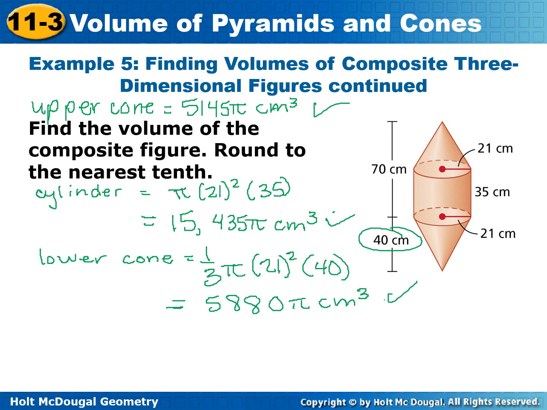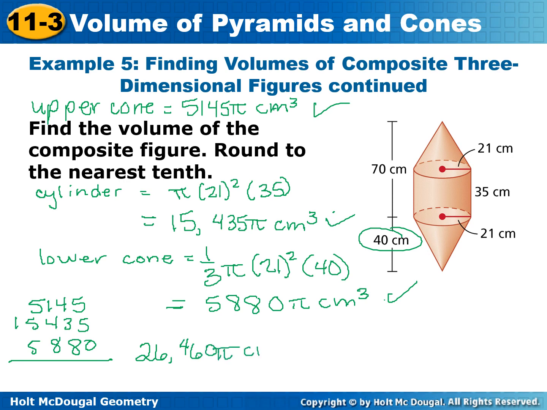So we're going to add up these three volumes. So 5,145, 15,435, and 5,880, and that's going to give us 26,460 pi centimeters cubed. And then if we want a decimal approximation, we multiply that number by the value of pi. We get 83,126.5 centimeters cubed for that whole figure.